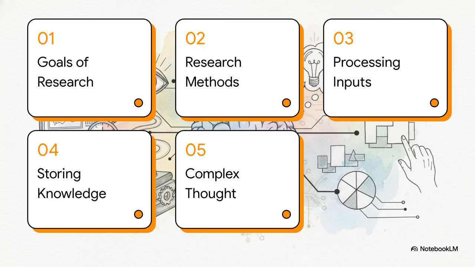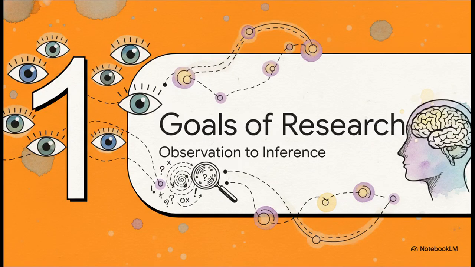Here is the agenda for our review session today. We're going to hit the why, the goals of research, and the how, our research methods. Then we'll break down the 12 domains of cognitive psychology into 3 chunks: processing inputs, storing knowledge, and complex thought. Go ahead and jot this structure down right now. It's really going to help organize your notes. All right, let's kick things off with Section 1, the why, goals of research, moving from observation to inference.